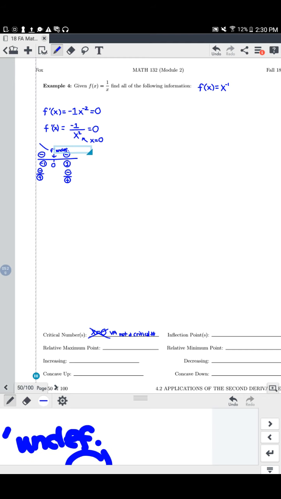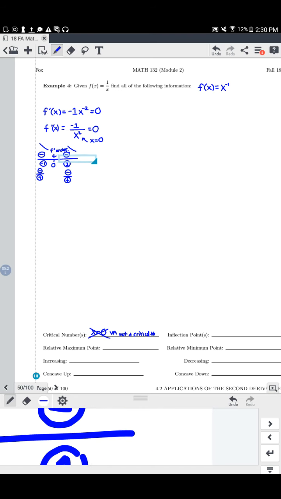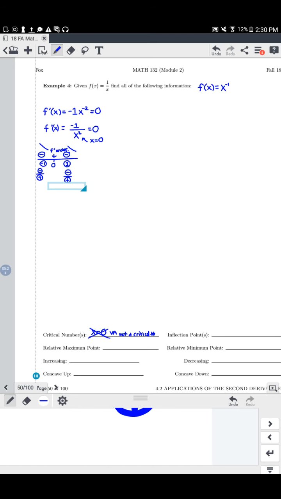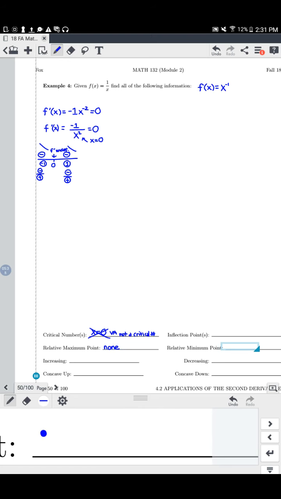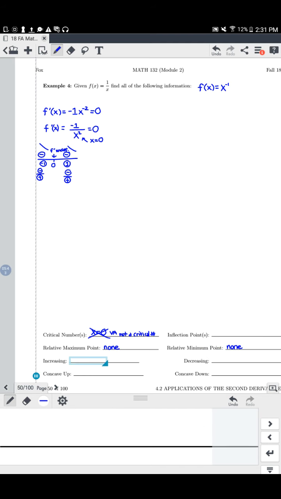So I don't have any sign change at what would have been a critical number. Since there's no sign change, and there's not even a critical number really, there's going to be no max or min on this. A relative max or min can only happen at critical numbers, and I didn't happen to have one. So there's none for that.